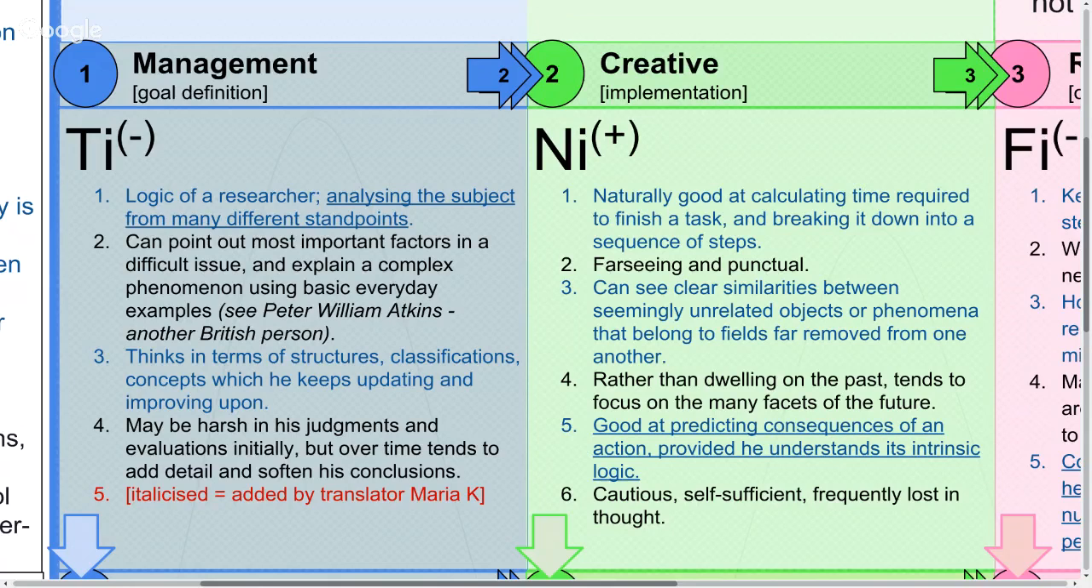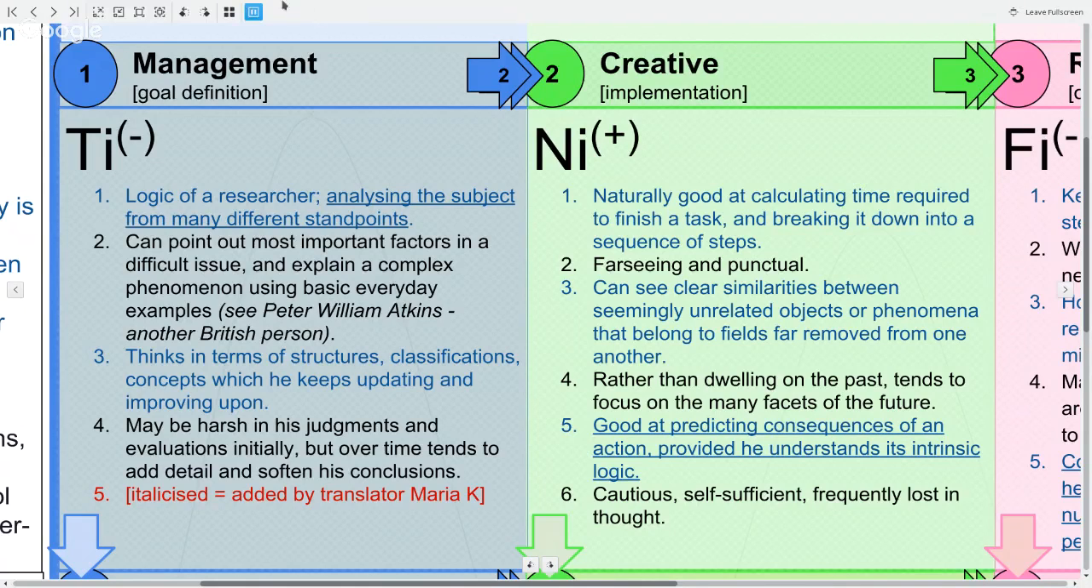So, for instance, David Keirsey kept changing the names of his terms, as did Victor. He went from Dionysian, Promethean, Apollonian, and Epimethean temperaments to artisan, guardian, rational, and idealist, and then to strategic, tactical, diplomatic, and logistical, changing the terms, all the while improving. Maybe harsh in his judgments and evaluations initially, but over time tends to add detail and soften his conclusions.